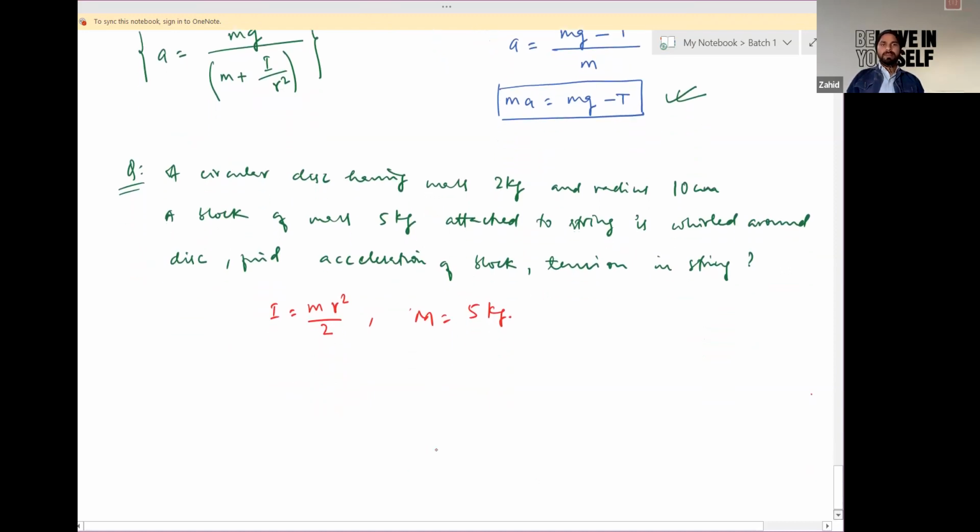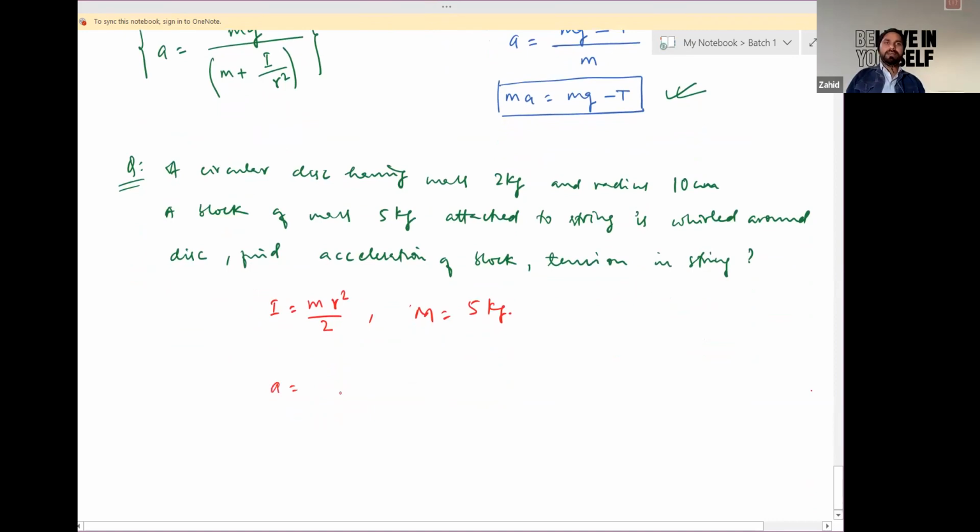First, put the formula. In this part, m is the accelerating mass, that is the larger block. So it will be capital Mg divided by capital M plus the moment of inertia of the disk, mr squared by 2, divided by r squared. So this r squared and this r squared will cancel out. Now put all values and try to simplify it. Then for tension, which equals I a divided by r squared, if you put the value of I as the moment of inertia of the disk, mr squared by 2, divided by r squared, into a, this and this will cancel out. Put the value of small m, a, and simplify it.